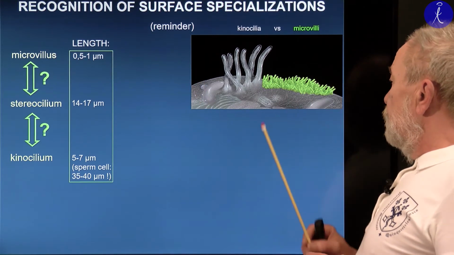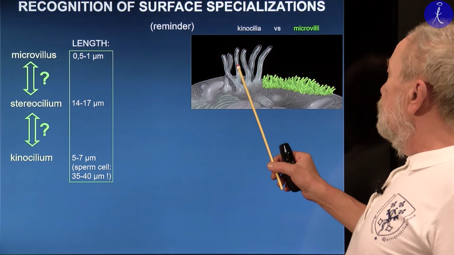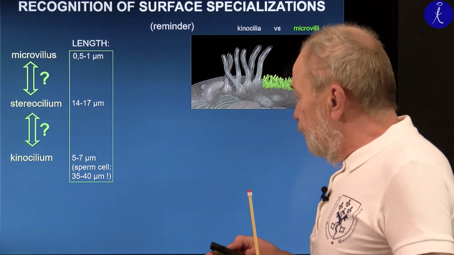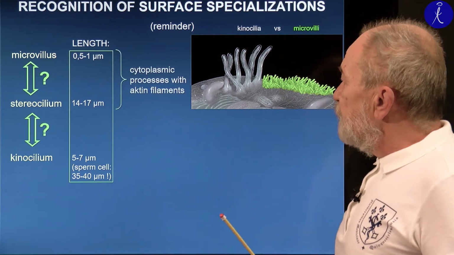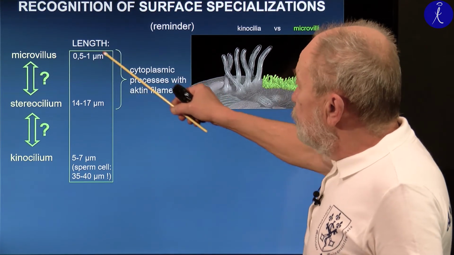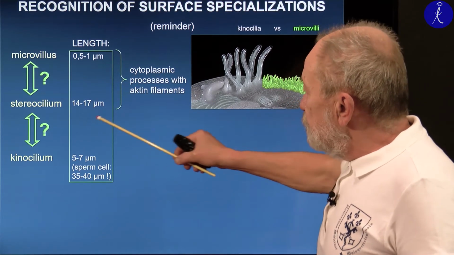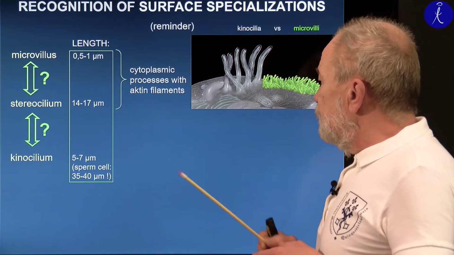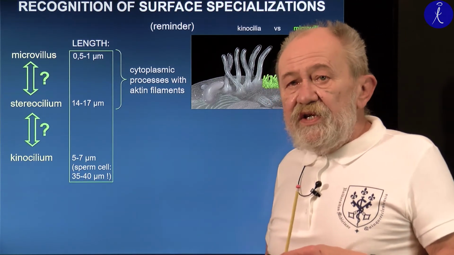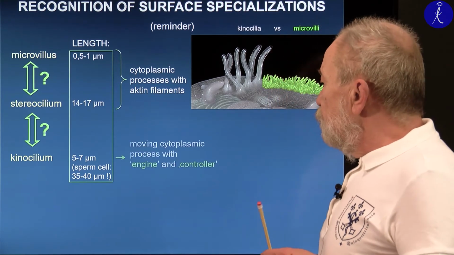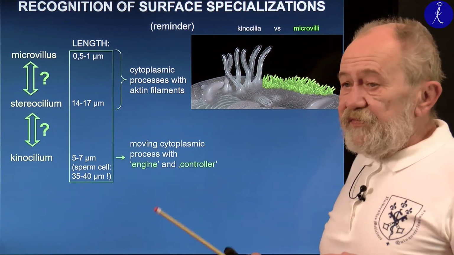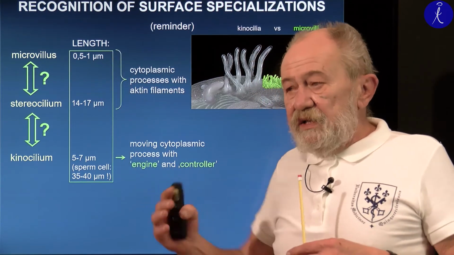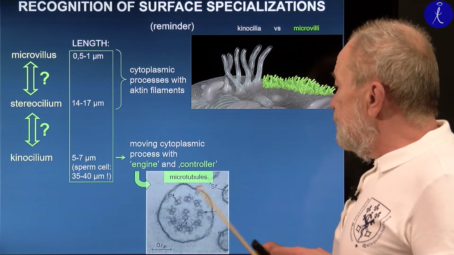This beautiful picture quite nicely shows the difference between kinocilium and the microvillus. Just the length of it, if you can see, tells the difference. Why I put them into the first two places is because both of these processes are just cytoplasmic finger-like processes of the cells with actin filaments, having no ability to actively move, contrary to the kinocilium, which can make active movement by having two things inside.